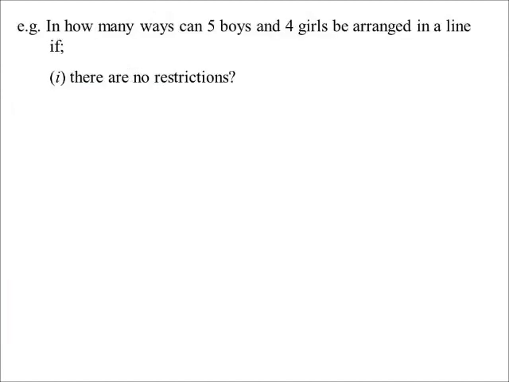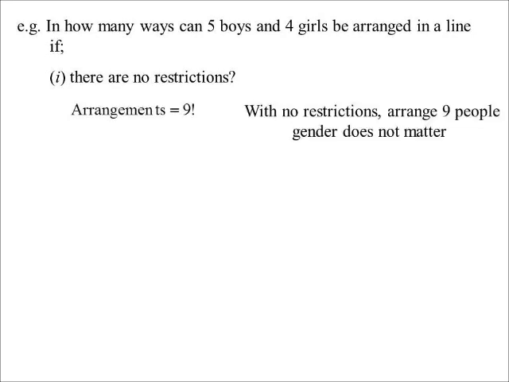Right. So let's put some actual numbers in there. 5 boys, 4 girls, going to arrange them in the line. How many ways can I do it? No restrictions. Well, if there's no restrictions, the fact that I've got 5 boys and 4 girls is irrelevant. It's just 9 people. I want to arrange 9 objects, so it's 9 factorial. Simple as that. What does that work out to be? There you go, 362,880.